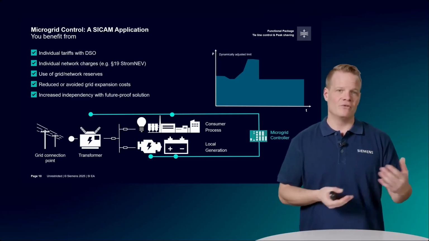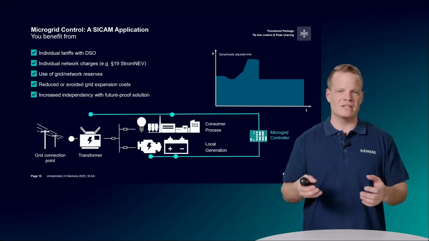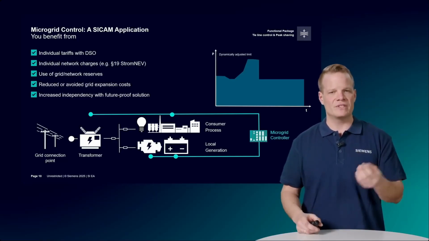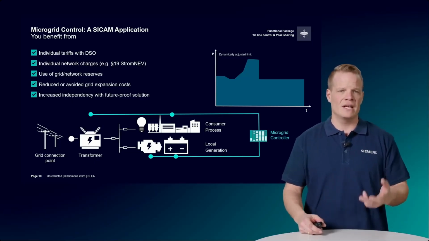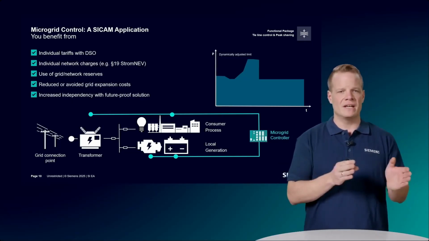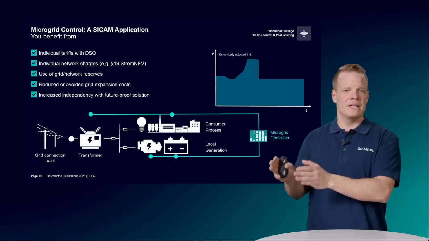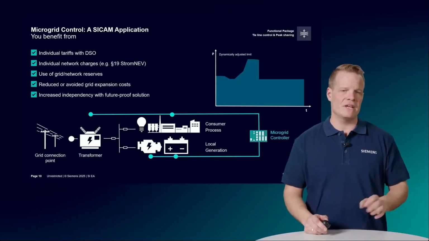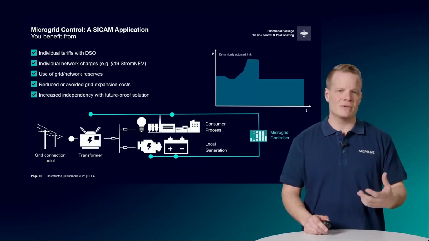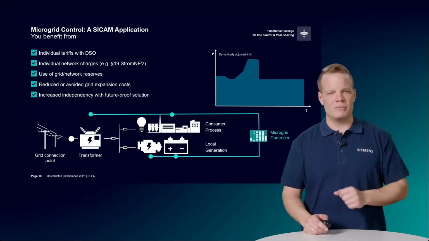Then electrically or physically, we can ensure that you can use reserves in your grid, in your transformer, by analyzing your load profile and then, for example, shifting peaks from high peak times to, for example, times without loading of the transformer. This means we have increased independency with this solution, which is future-proof. Again, our solution is completely vendor independent, and we can also integrate new technologies at a later point in time.